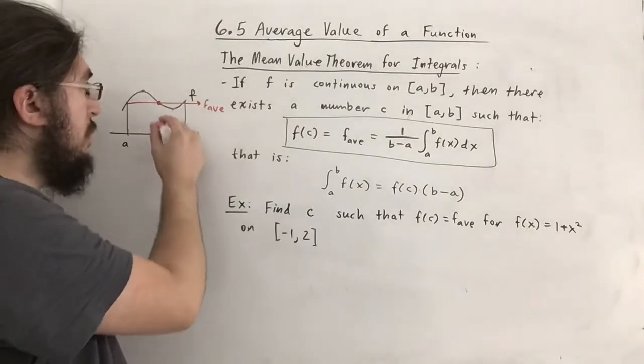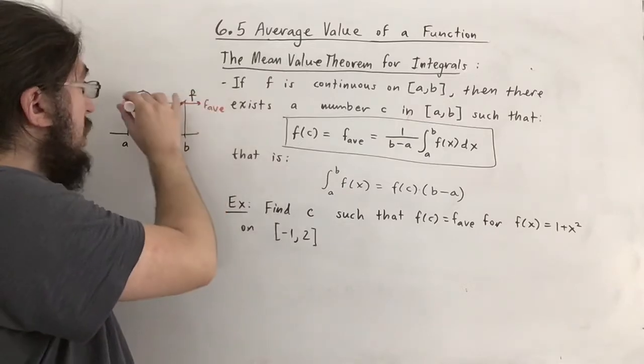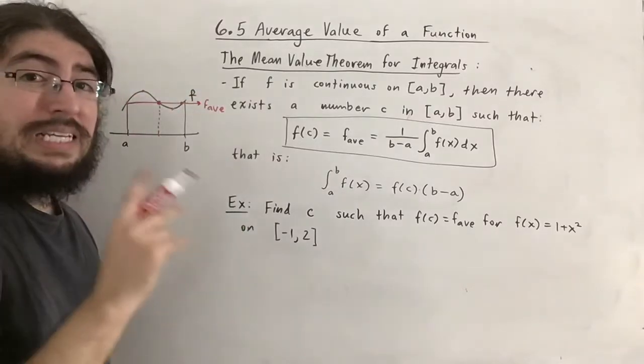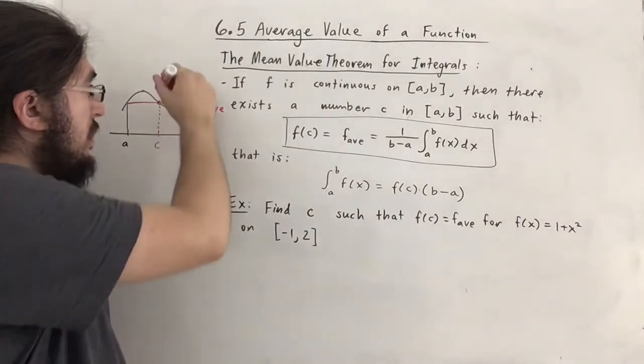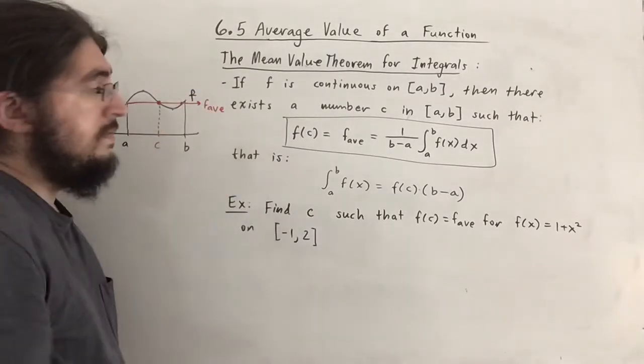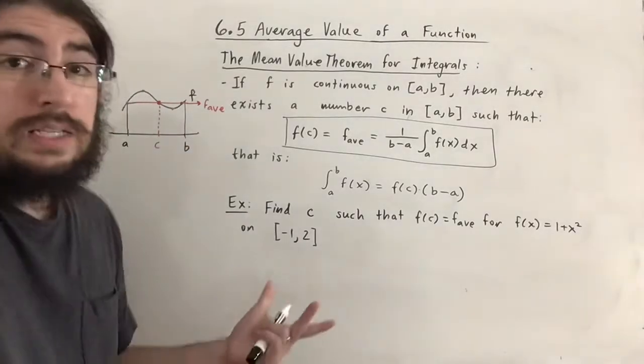I made it look like it's a midpoint, but it may not be. In fact, it looks like there's 3 values here, but there exists at least one value, let's call it c, such that f of that value is equal to f average. So when you plug c into f, you get the average value. Good, so that's all it really says.